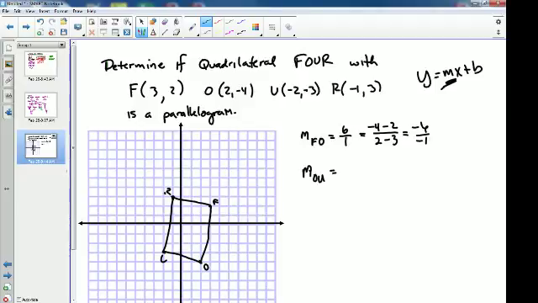Okay, what's the slope of OU? Negative. OU. That one. Again, you can use the slope formula if you need, but graphing it makes it easier. And then the slope of UR.